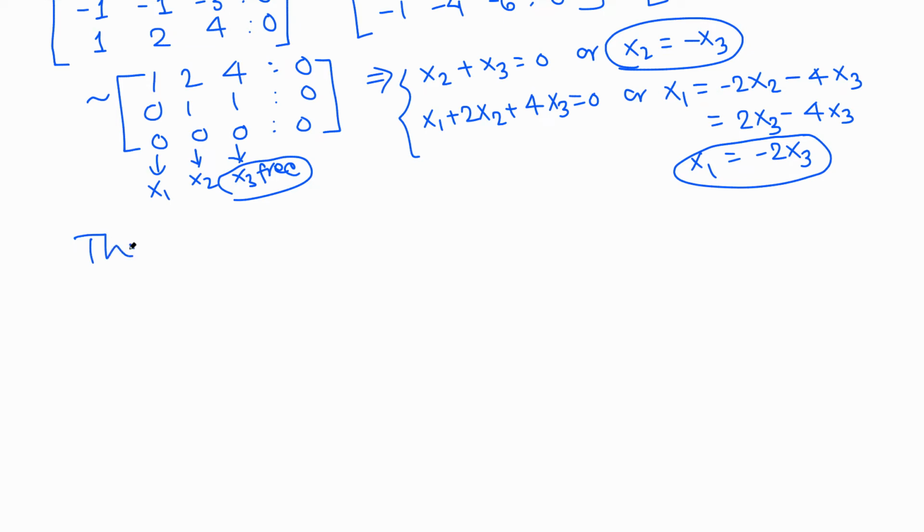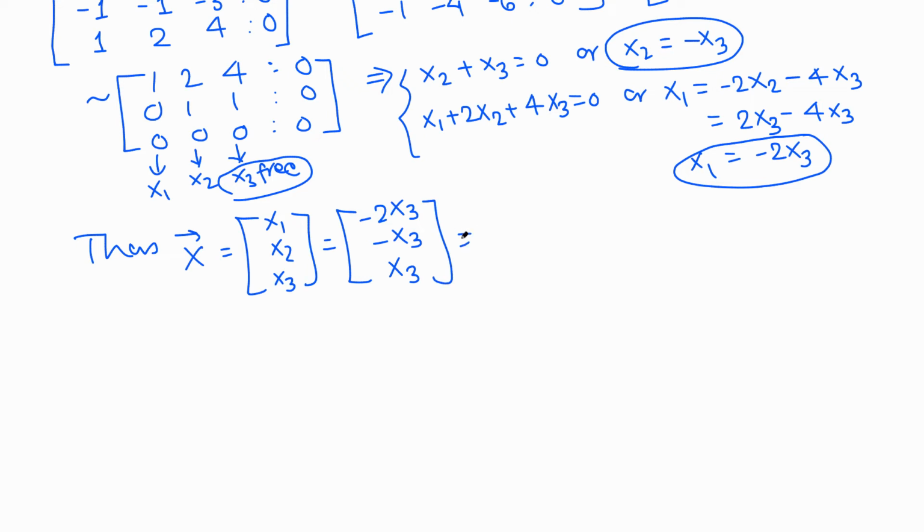So thus x equals x1, x2, x3, which is x1 is negative 2x3, x2 is negative x3, x3 is just x3. In each we got x3, so we can pull out negative 2, negative 1, and here is 1. So we got an eigenvector. So let me put it that way.